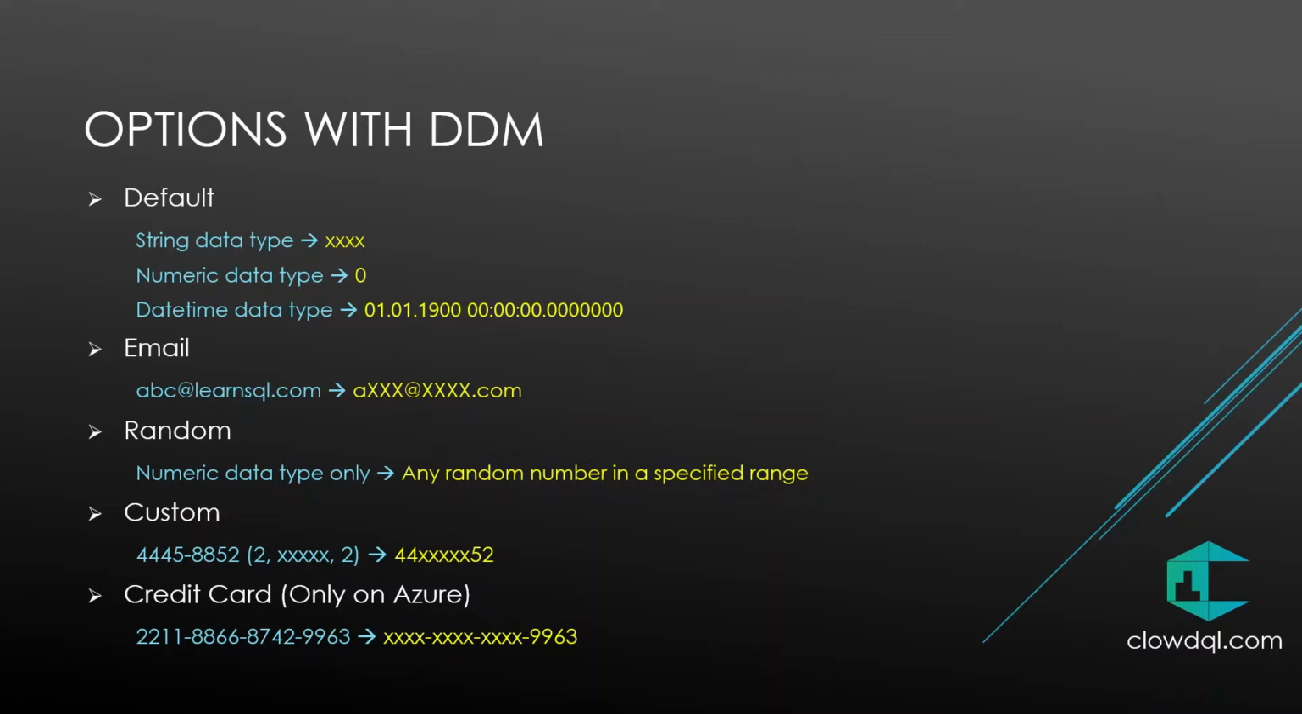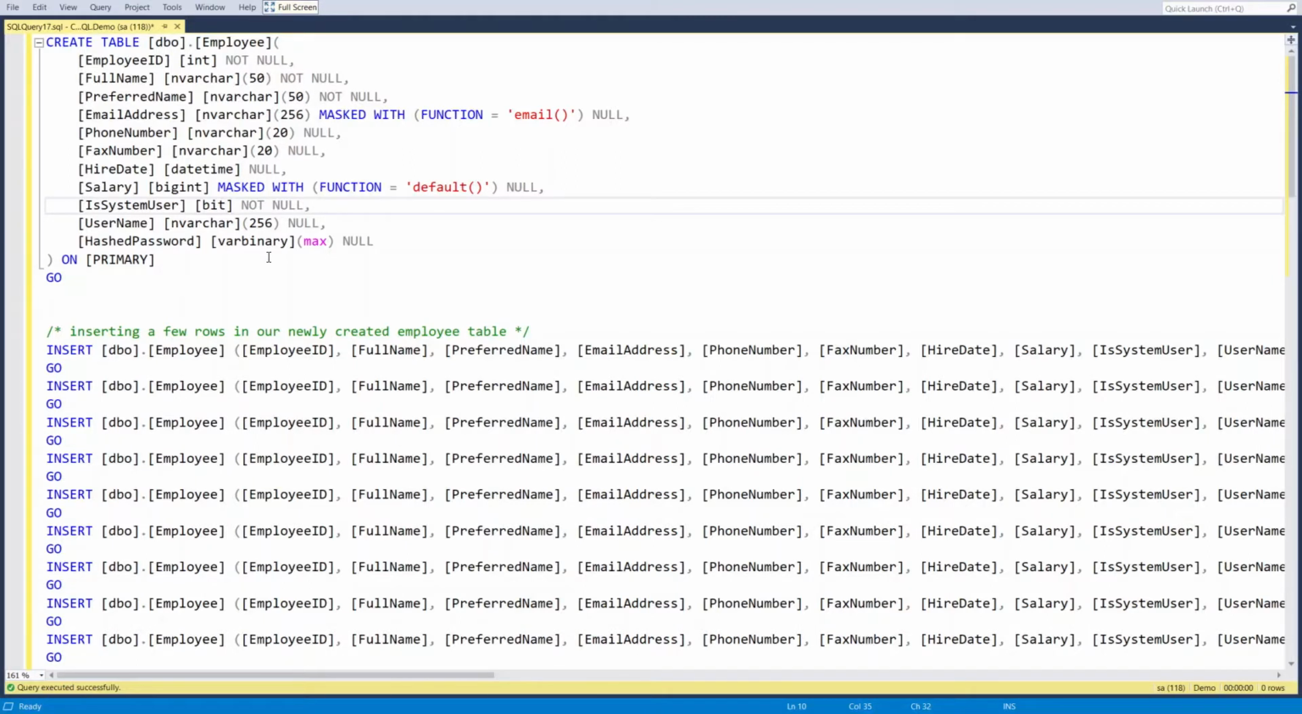Now let's jump to the demo and see everything in action. Alright, so now I'm in my SQL Server Management Studio and let's start the demo. The first thing I'm going to do is create an employee table with a bunch of columns in it, and straight away I'm going to apply my masking rules to some of the fields in this table.